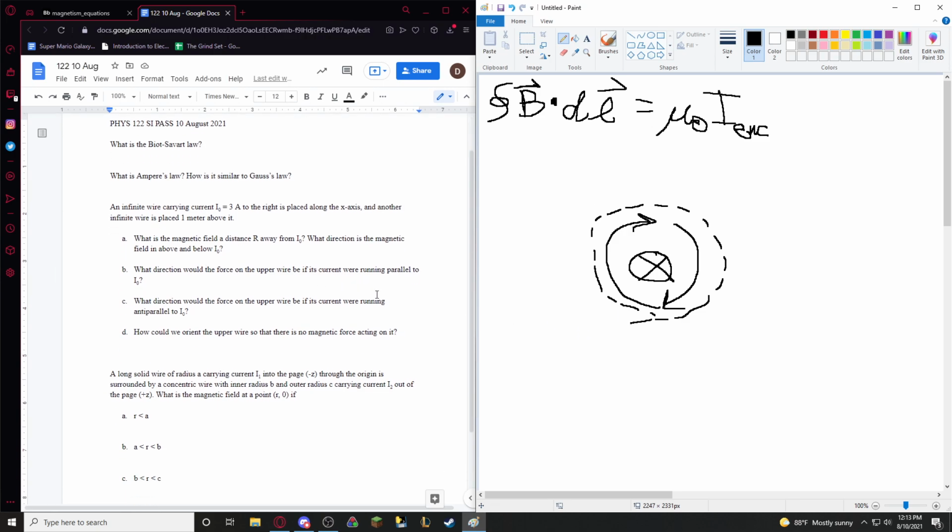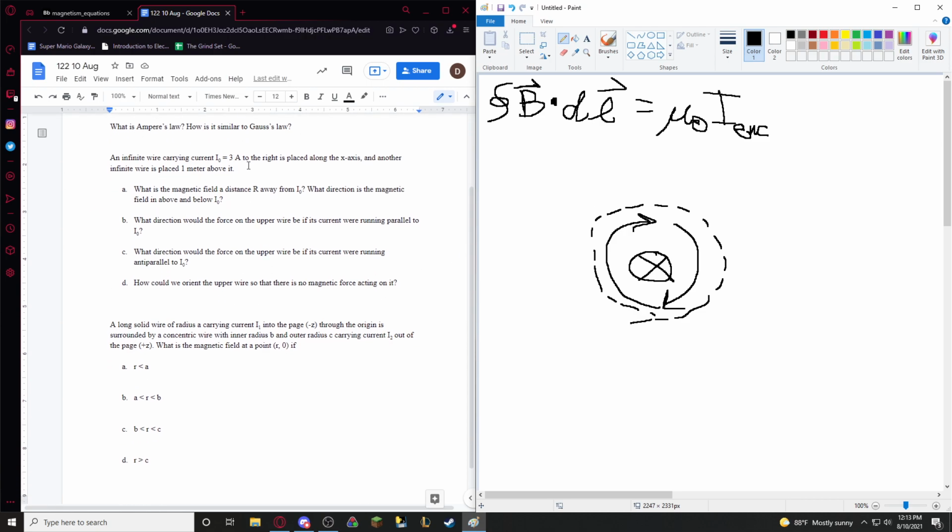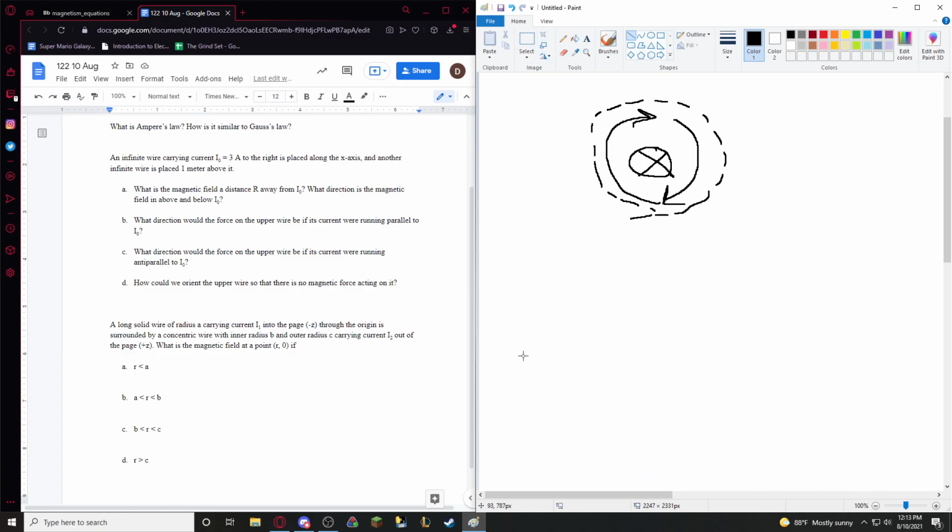So let's go ahead and hop into an example. We're going to have an infinite wire carrying a current I naught equal to 3 amps to the right, and we're going to place it along the x-axis. Essentially, infinite wire right there, current to the right, 3 amps. And we're going to place a second infinite wire 1 meter above it. So first thing I want to know is, what is going to be the magnetic field a distance r away from I naught? And what direction is that going to be in?